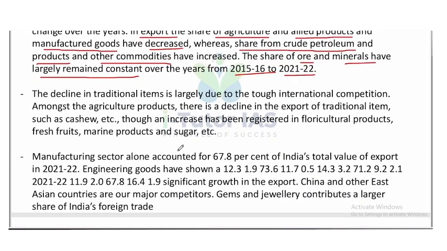The decline in traditional items is largely due to the tough international competition. Amongst the agricultural products, there is a decline in the export of traditional items such as cashew, etc. Though an increase has been registered in floriculture products, fresh fruits, marine products, and sugar, etc.